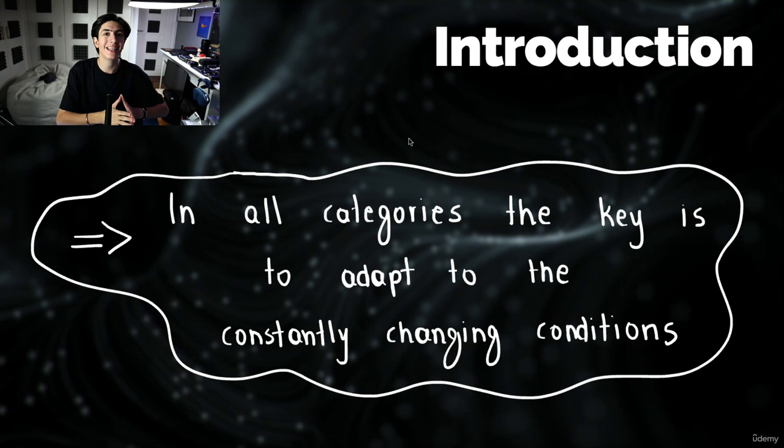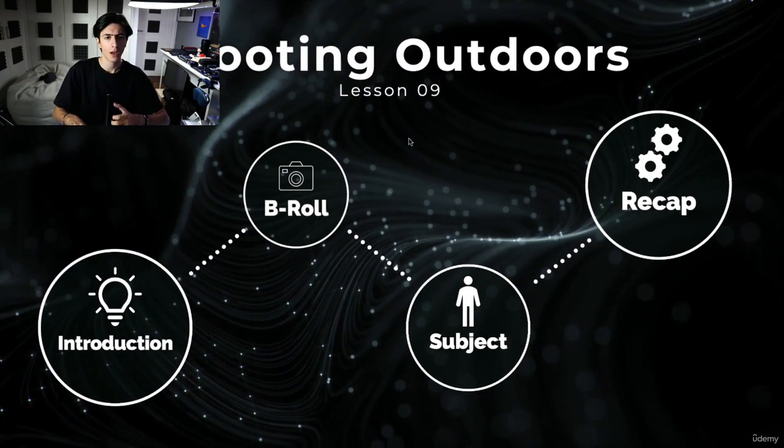I want you to know that in all of the categories that we're going to be analyzing in this lesson, the key is to adapt to the constantly changing weather and lighting conditions. This is the major challenge while shooting outside, and this is why most creatives actually go ahead and set up a studio, just like I have done in my interior environment, so we don't have continuously changing lighting conditions. But this is what we're called to navigate around while shooting outside. So this was the introduction.